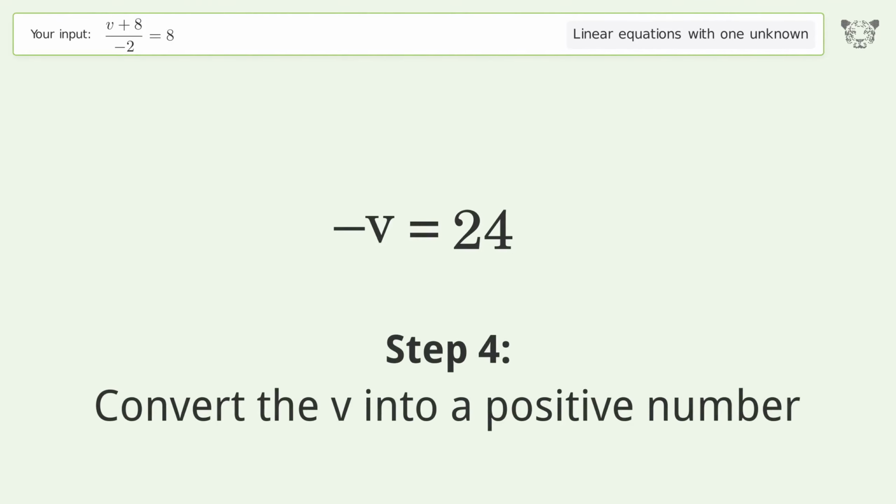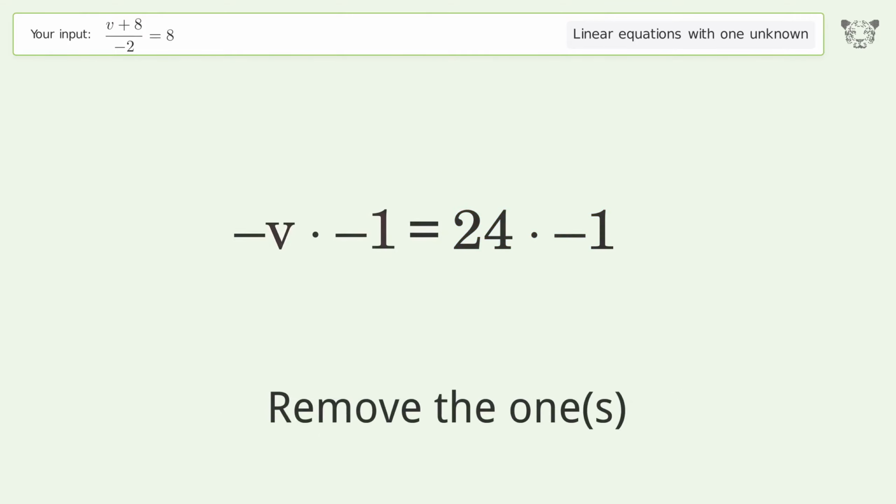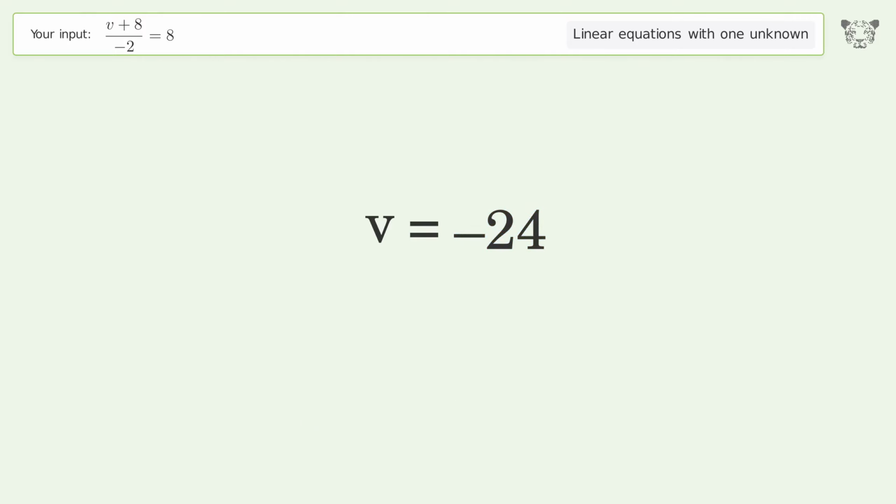Convert the v into a positive number. Multiply both sides by -1. Remove the ones. Simplify the arithmetic. And so the final result is v equals -24.